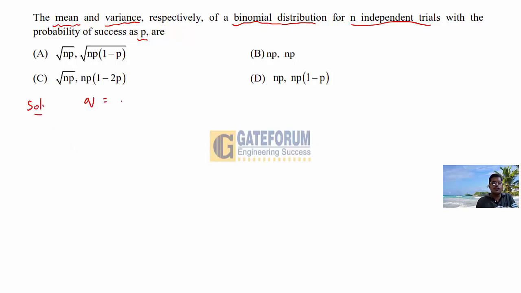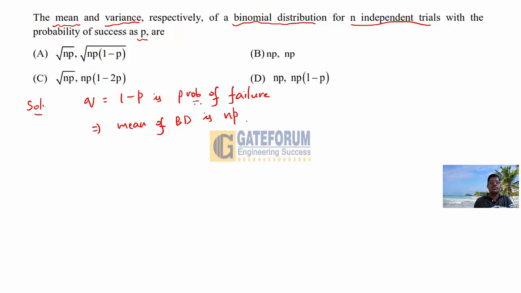So Q is equal to 1 minus P. When P is considered as the probability of success, then Q is the probability of failure. So there are standard formulas. So the mean of binomial distribution, short form BD, is n into P. N is the number of independent trials. P is the probability of success for any single trial. That is the probability of an event that happens in any single trial, usually called the probability of success.